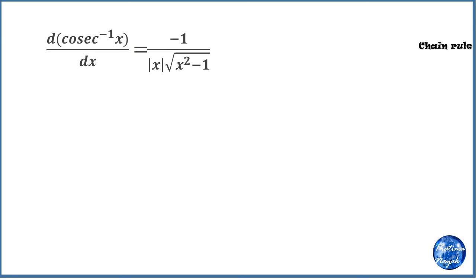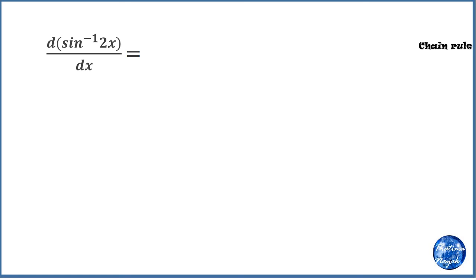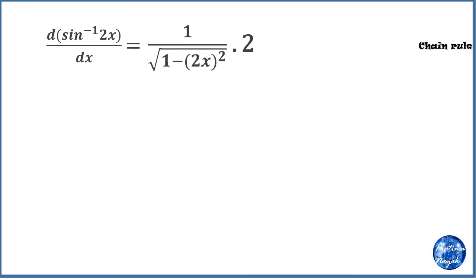Now we will apply some chain rule here. If it is sine inverse 2x, then you will do as you did for sine inverse. It will be 1 by under root 1 minus 2x whole square. Instead of x, I'll put 2x, multiplied by 2. Why multiplied by 2? It is the derivative of 2x. Again it will be multiplied, this is the chain rule. The answer will be 2 by under root 1 minus 4x square.